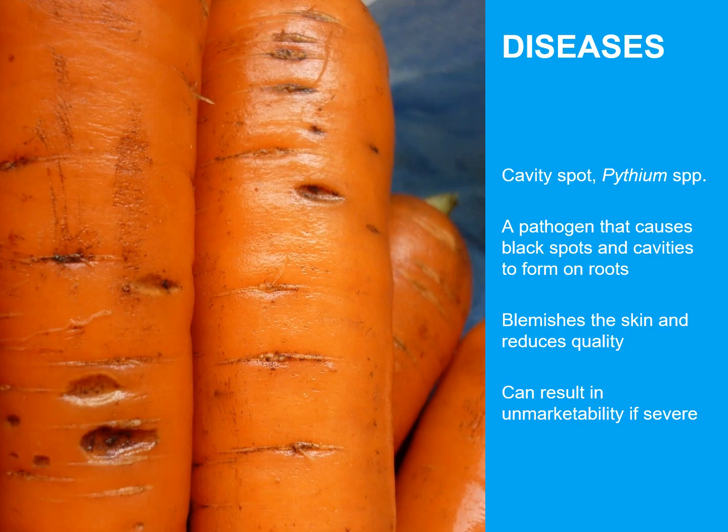Then we have a milder disease, I guess, called cavity spot. This is generally caused by Pythium species. It affects carrots, but parsnips also suffer from this disease. It's a pathogen which causes black spots to appear on the surface of the skin, and it's generally where some previous damage has occurred and the pathogen has got in and started to cause this infestation and these undesirable blemishes and pits within the surface of the skin. It can result in unmarketability if severe enough.